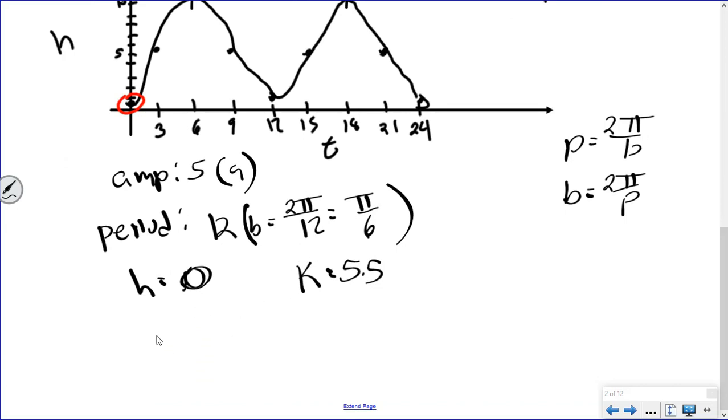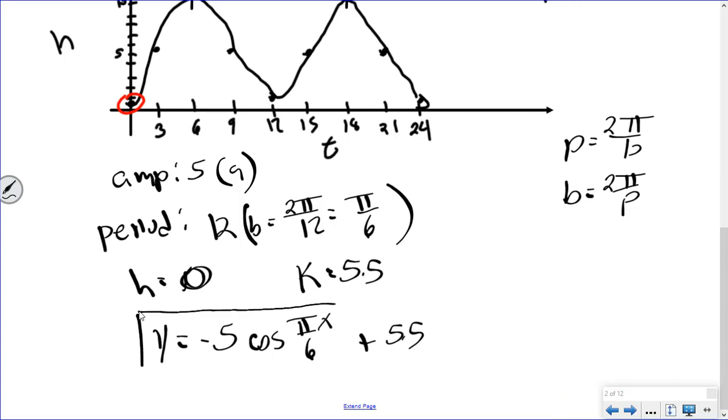So from here, I'm just going to take my a, b, h, and k numbers and plug them into my equation. So y is equal to, again, we're starting at the bottom of the graph, so that's the upside down of the cosine. So negative 5 cosine of pi over 6 x, plus 5.5. And that is the equation of my graph.